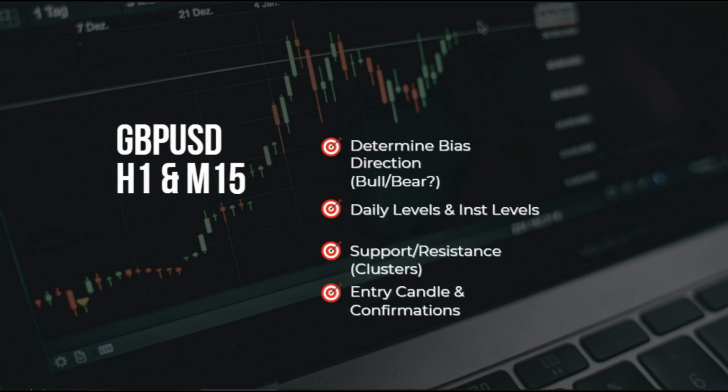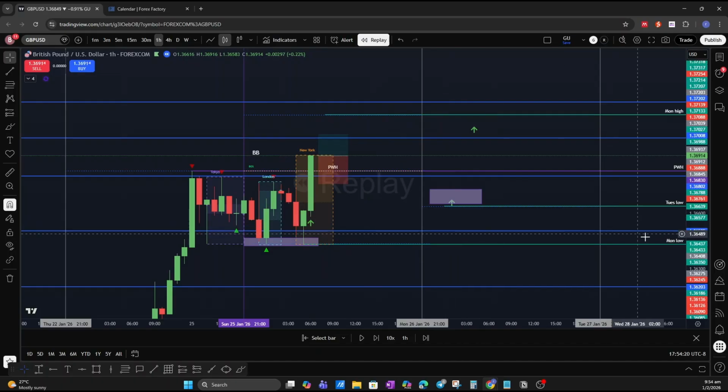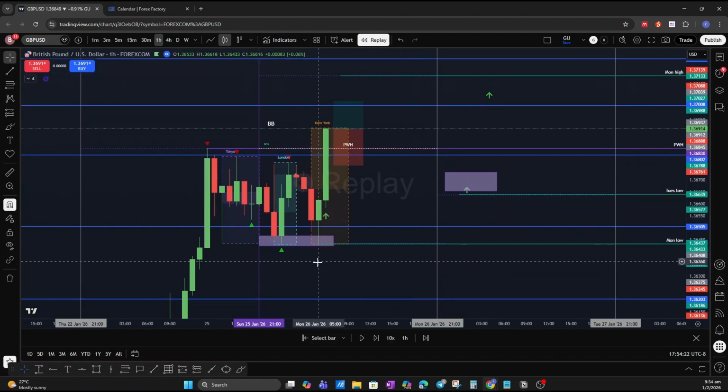pair that I trade. So my main strategy is about applying bias, which determines the direction that we are trading for that session, levels that we are looking at, and then support resistance that most traders call it, but I just call it clusters. Essentially, it is almost the same thing. And then entry candle and confirmations, which eventually lead to the entry. So yeah, let's go to the first trade of the week on 26 January.